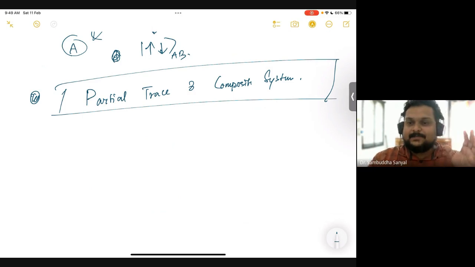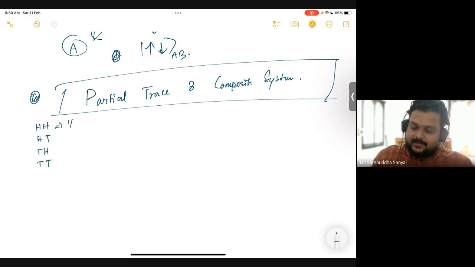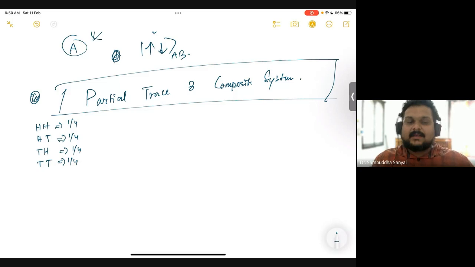So the idea is very simple. In a classical case, what do you do? Let us say I have two coins, and I am tossing them. There are 4 states, right? The states are head-head, head-tail, tail-head, tail-tail. Each of them has probability 1/4, since they are equal coins. Now we can ask the question, what is the probability that the first coin is tail?